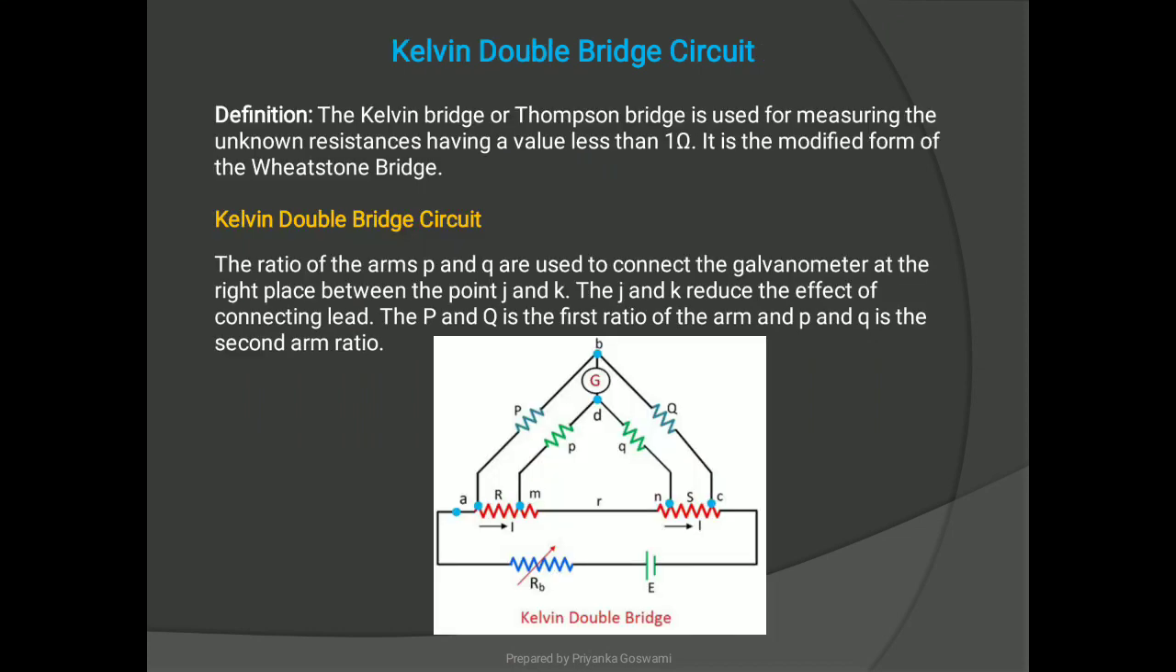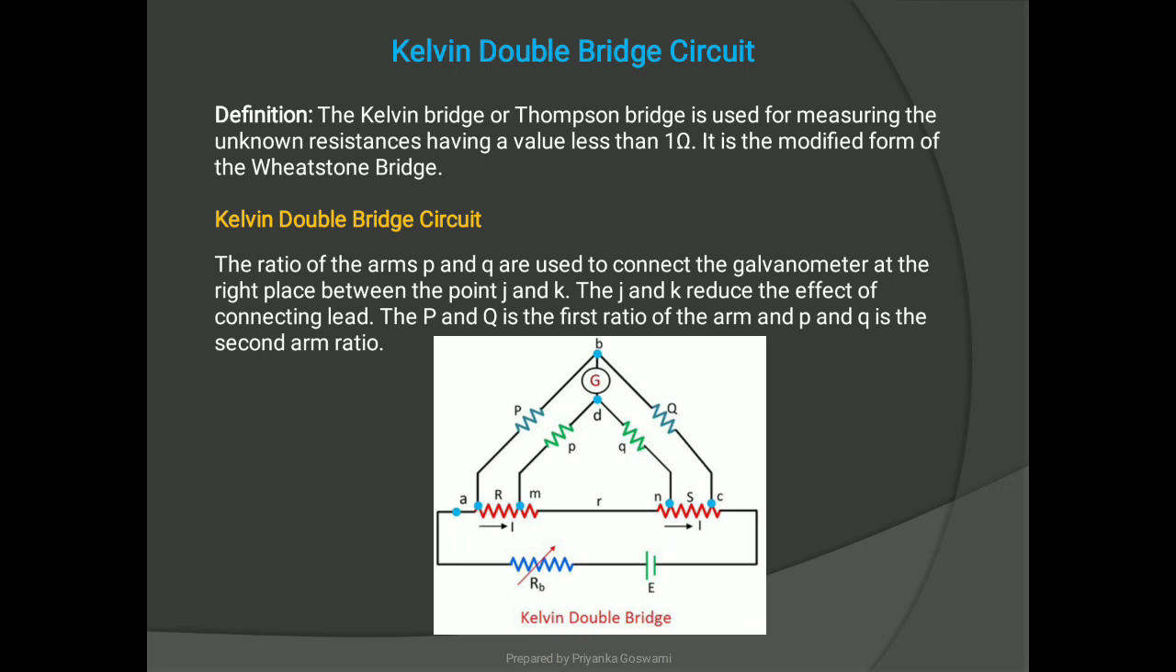Next, in this slide, we will study the Kelvin double bridge circuit or Kelvin double bridge method. This bridge is called a double bridge because the circuit contains a second set of ratio arms. The capital P and capital Q is the first ratio arm and small p and small q is the second ratio arms. The basic circuit diagram of the Kelvin bridge circuit is shown in the figure.